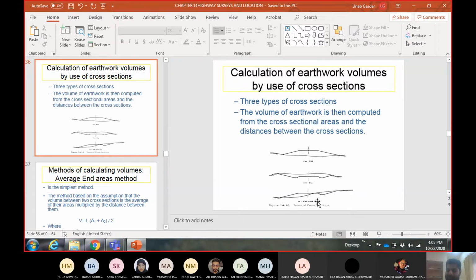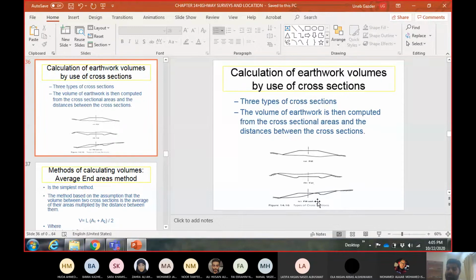Okay, it can be any configuration. It can be filling on the right hand side as well. It can be filling on the left hand side as well. But the point is, the road at some part is below and at some other part is above the ground level. So we call it a cut and fill section. So if the road is completely below the ground, it is a cut section.